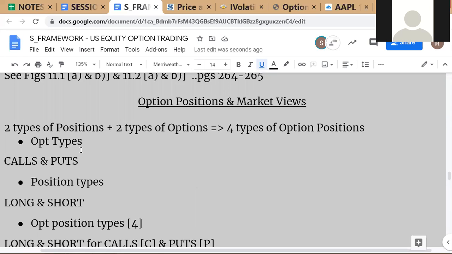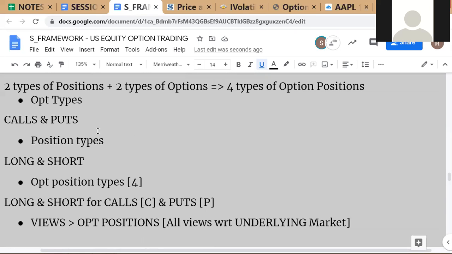So you have two types of positions. Remember, position types are long and short. In any asset, any instrument, you only have two types of positions, long and short. I'm not including square. Sometimes we say that my position is square, but in our discussion we're not including that. Zero position, we're not calling that a type of position.